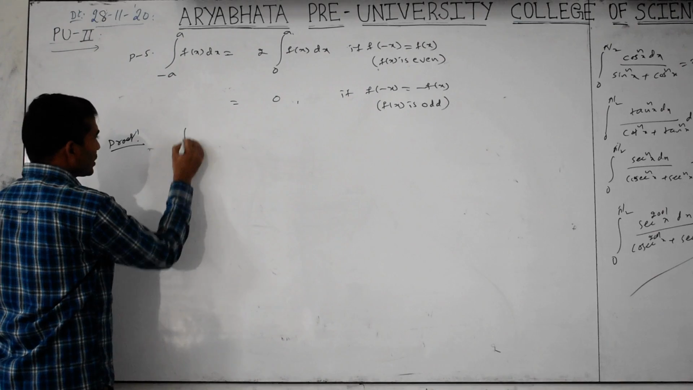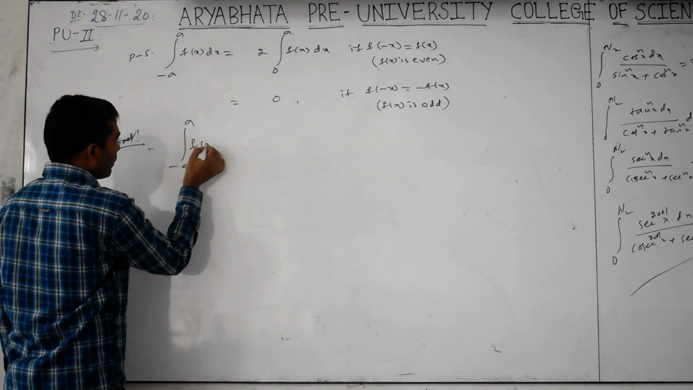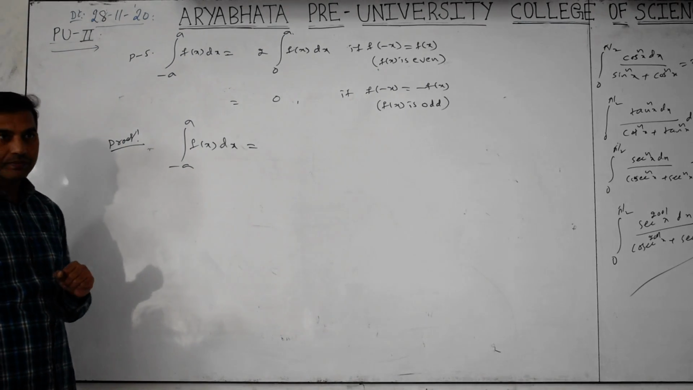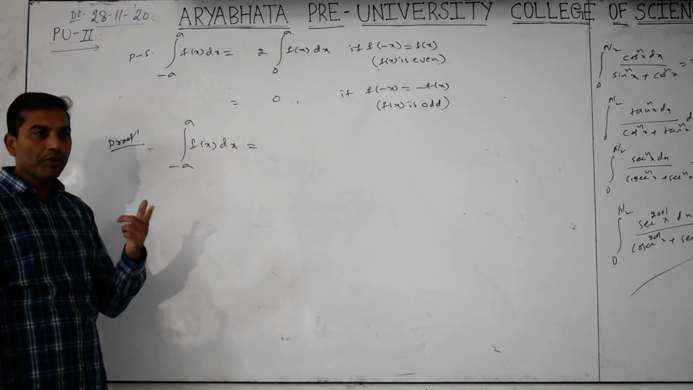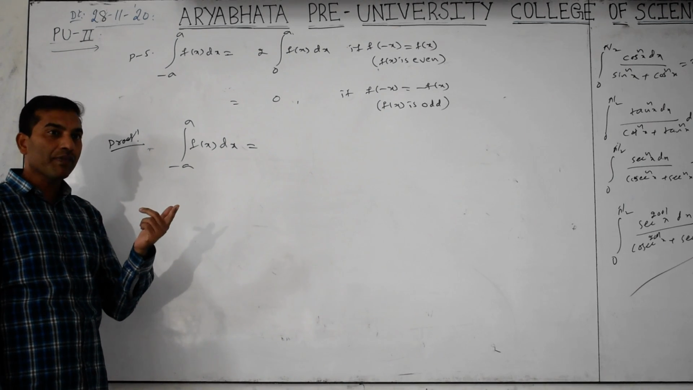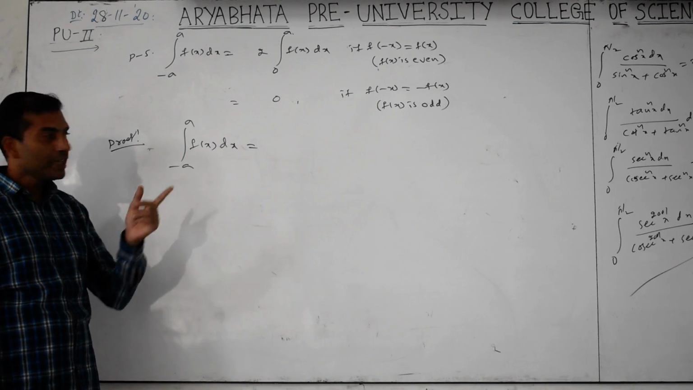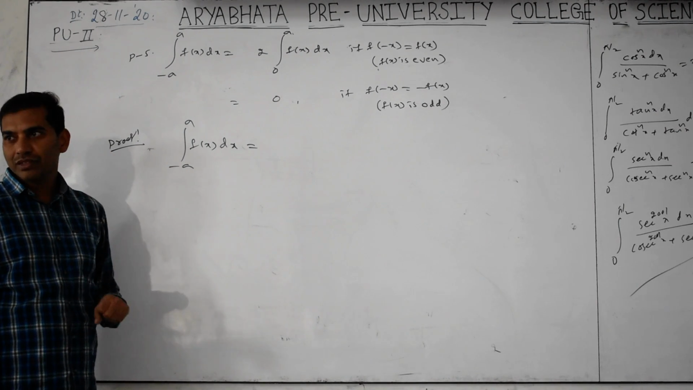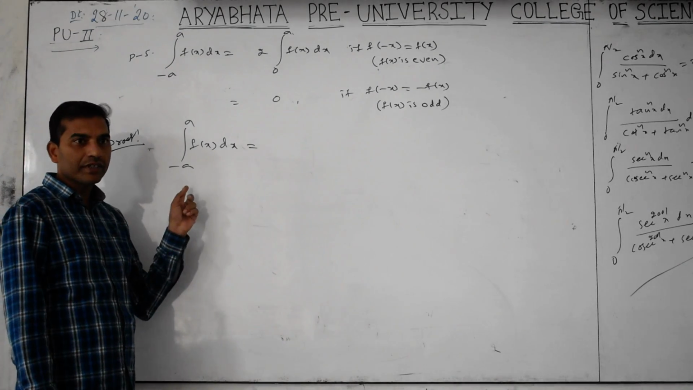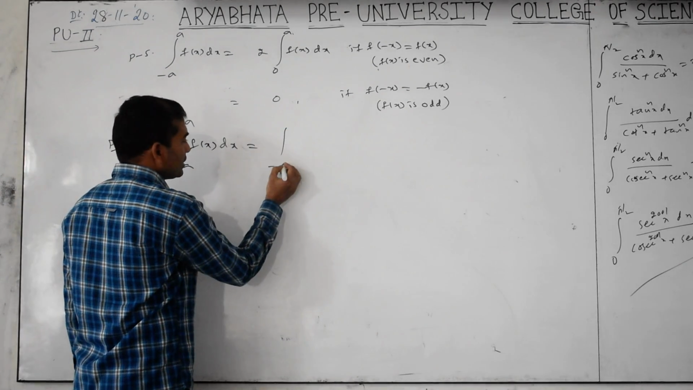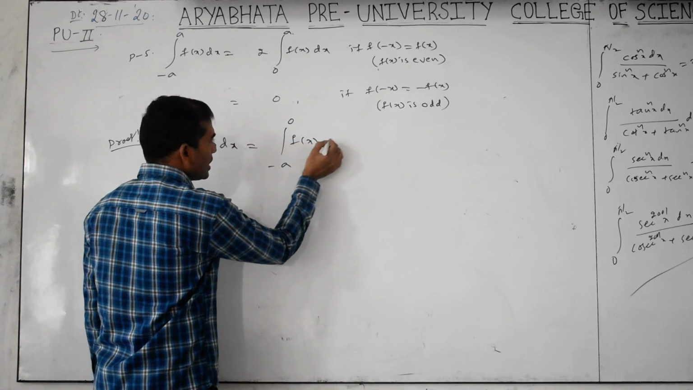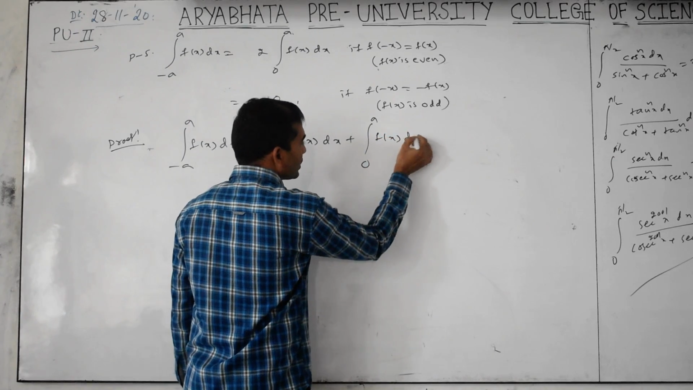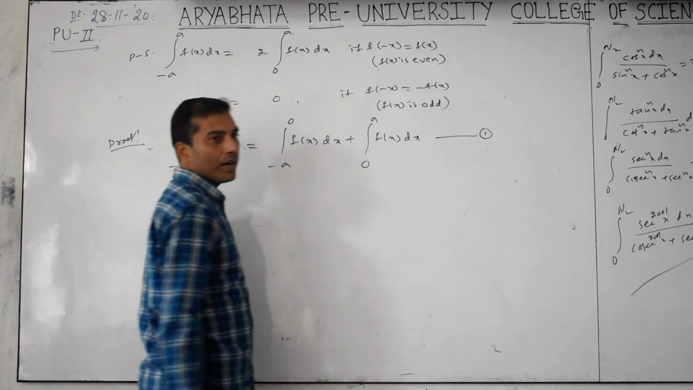Proof: integration from minus a to a of f of x dx equals, by the third property, integration from a to b of f of x dx equals integration from a to c of f of x dx plus integration from c to b of f of x dx. Between minus a and a, what number do we know? 0. Is 0 between them or not? Yes. So we can split it as integration from minus a to 0 of f of x dx plus integration from 0 to a of f of x dx. This is equation 1.